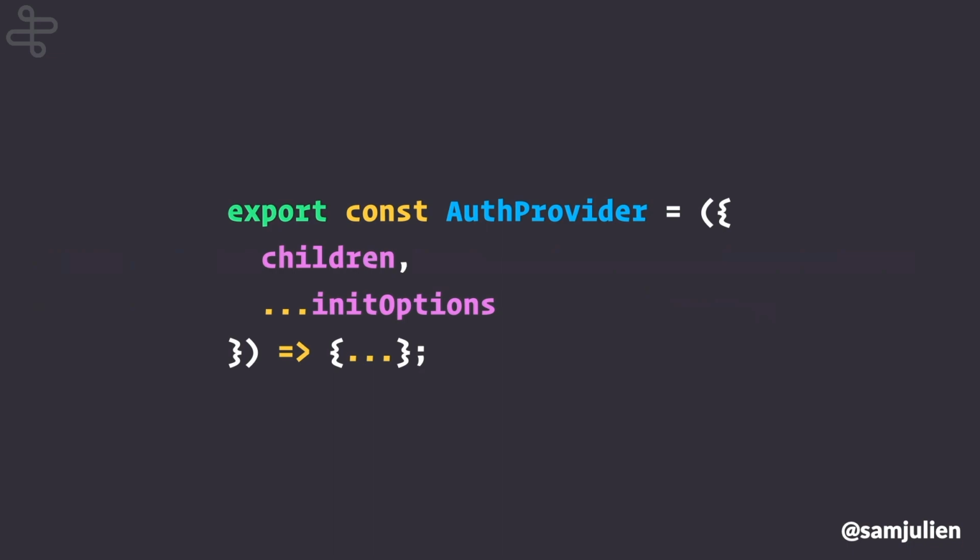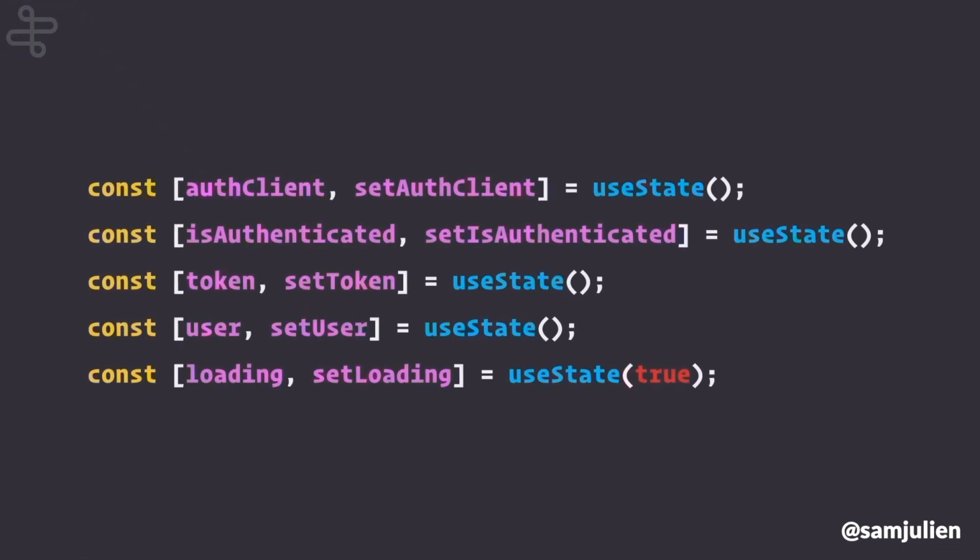So in the auth utility, the next thing we need to do is define the auth provider. So this auth provider, we're going to give it the children and then any sort of initialization options. But what do we put inside of this provider? Well, there's going to be a lot happening here, so let's take it one piece at a time. The first thing we need to do is create a bunch of state. We've got to set up a bunch of state using useState hooks.